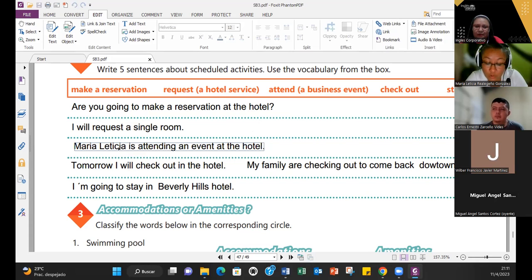We stay for 2 days in the hotel. Okay. Tengo la misma de él. My family are checking out to come back downtown. Okay. Y me falta una. Okay. Which one is the other one? Stay.